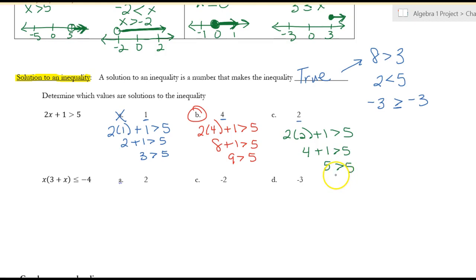If it was underlined, then it would be okay. But because it's not underlined, it has to be bigger. So this is not a solution. So the only solution for this is B. Okay? All right, let's look at this next one.